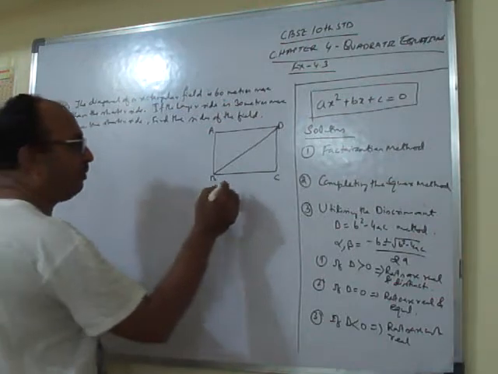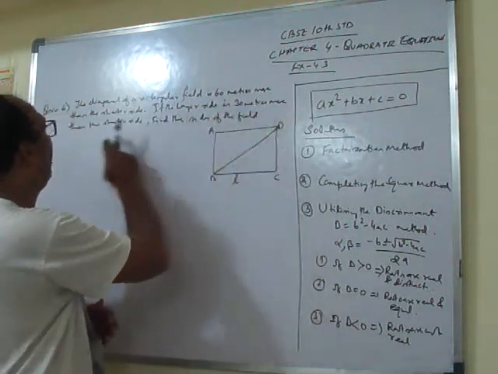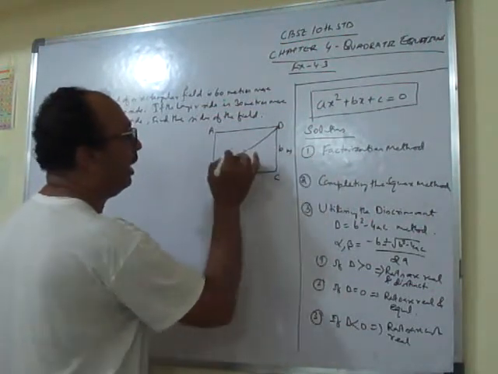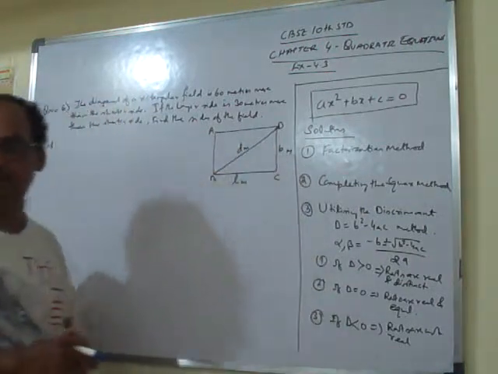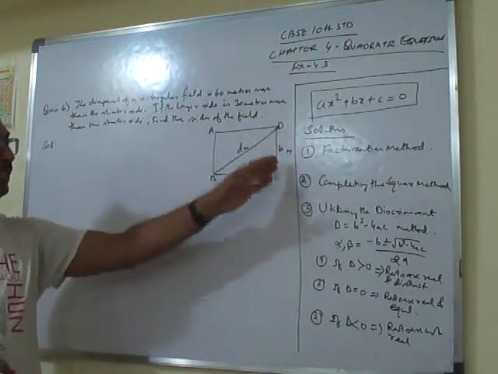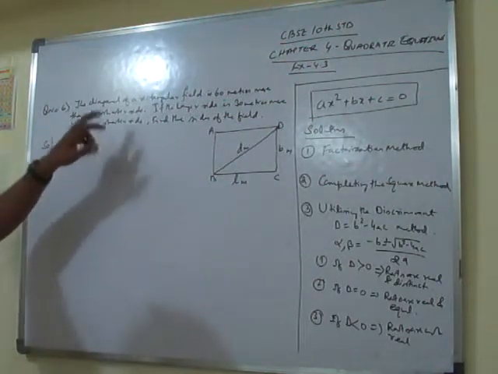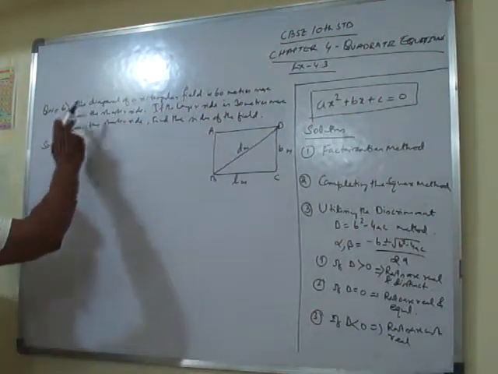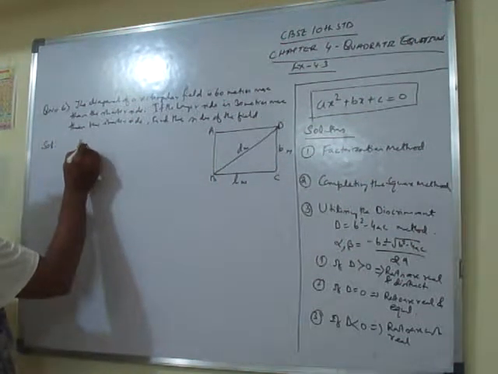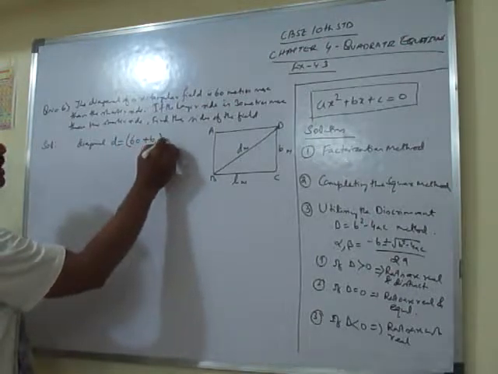Suppose I mention the length of the longer side as L; everywhere it is in meters, so we will write L meter, and breadth we will write B meter, and for diagonal let us write D meter. For diagonal we will utilize D, for length BC we will utilize L, and for breadth DC we will utilize B. These notations we are going to utilize in our calculation. So what is given: the diagonal of the rectangular field is 60 meters more than the shorter side. The shorter side is B only, breadth. So diagonal D is equal to 60 plus B meters.